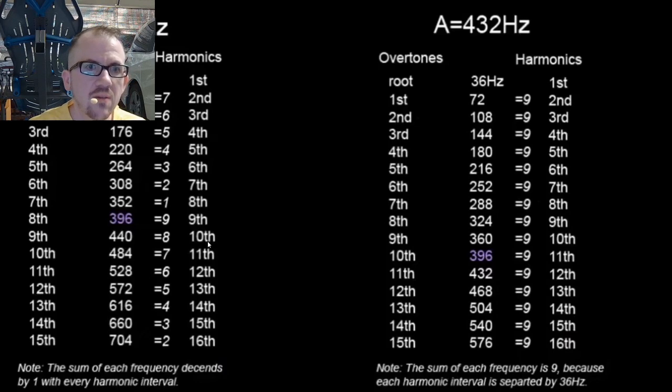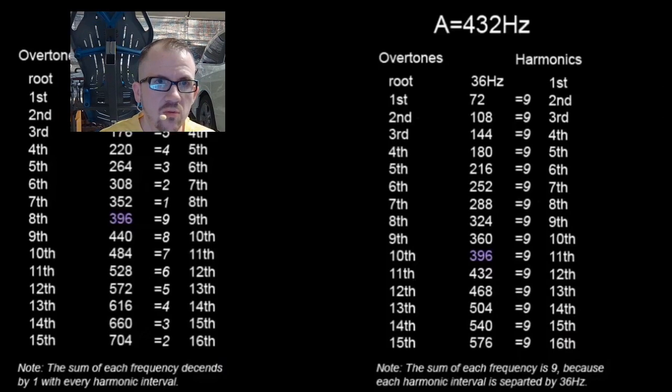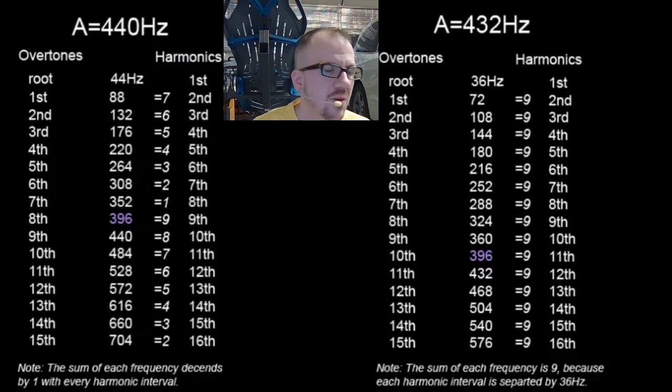All right, so the very first thing that you can see, once I move myself out of the way here, is going to be 88, 132, 176. And so I did the digital root of these so that you can see 7, 6, 5, 4, 3, 2, 1. And then it goes back to 9. 9, 8, 7, 6, 5, 4, 3, 2.